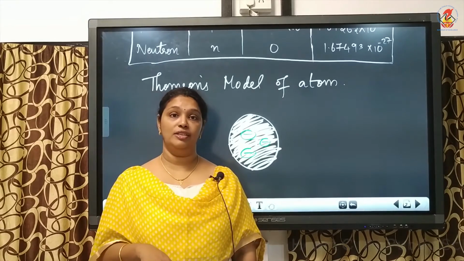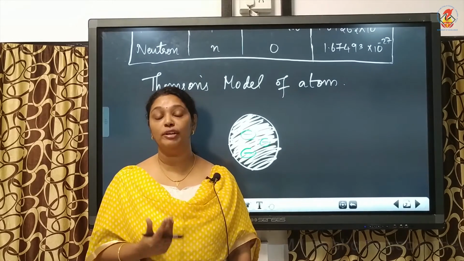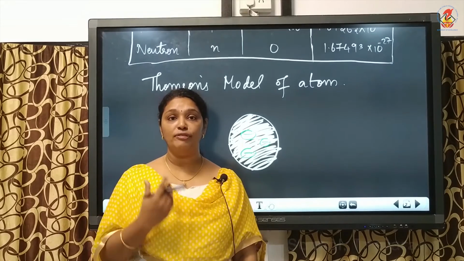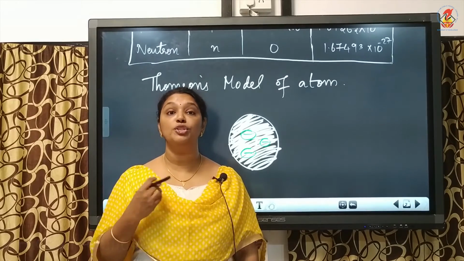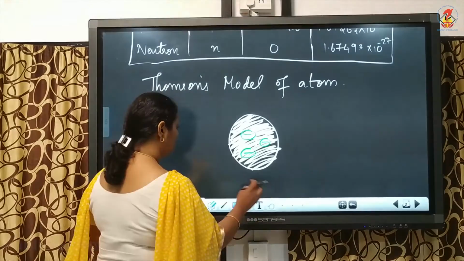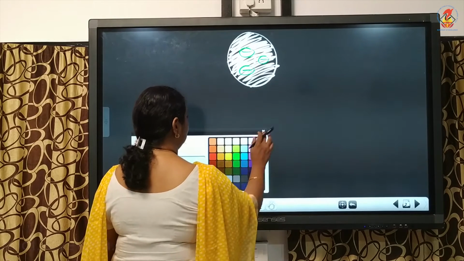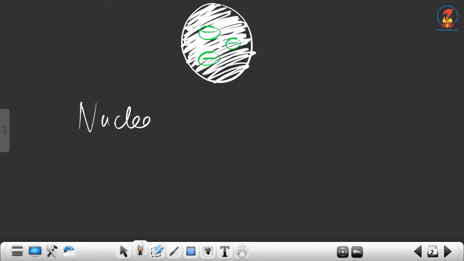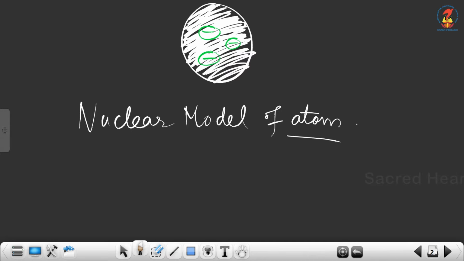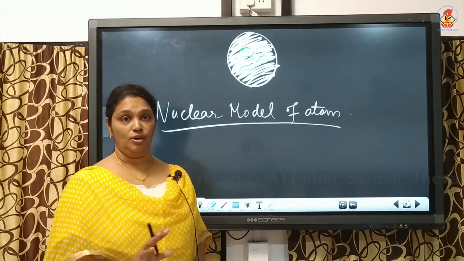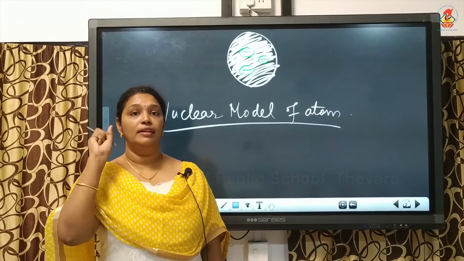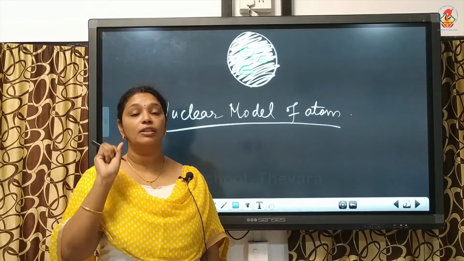So next scientist who gave a model for the atom is Rutherford. And Rutherford, by his alpha scattering experiment, gave a model for the atom, and we call that model Rutherford's nuclear model of the atom. So the second model of atom given by Rutherford is nuclear model of atom. Now, in Rutherford's nuclear model of atom, an atom consists of a small positive charge at the center called nucleus.